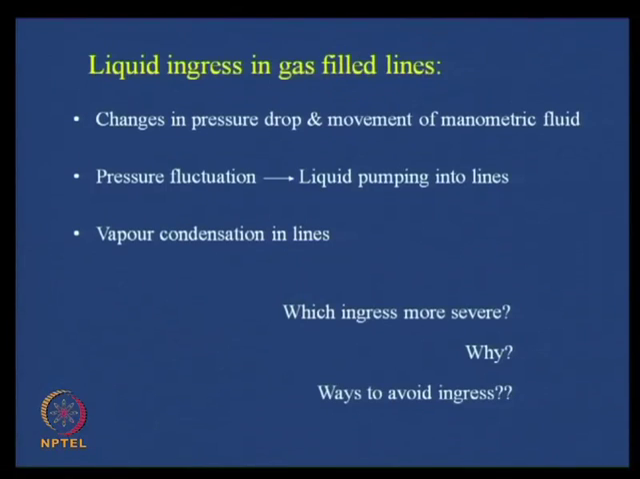Suppose we do the reverse, and fill the lines with gases. In that case also, liquid can enter the gas filled lines. The reasons will be the same: changes in pressure drop and movement of manometric liquid, and pressure fluctuations due to which liquid is pumped inside the lines. And of course, with a low boiling vapor with a low condensing temperature, such as cryogenic fluids, there will be vapor condensing. So either way, whether we fill it up with liquid or with gas, the second fluid has every chance to enter. So we have to avoid this particular entering.